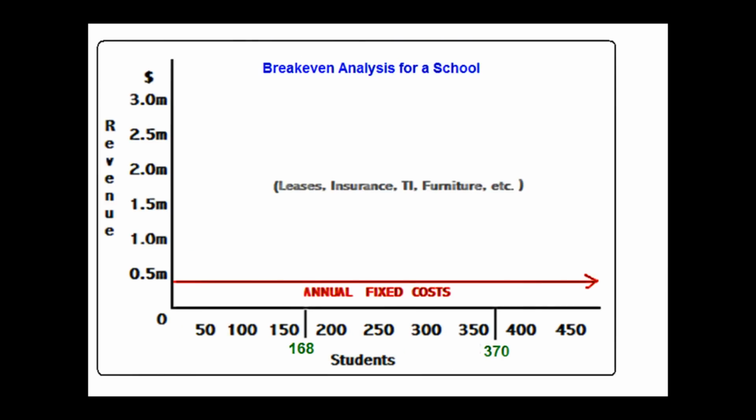There are costs that do not vary with production. These costs remain the same for some duration. Costs such as leases, contracts, tenant improvements. Whether you have 1 student or 500, you are obligated to cover these costs no matter what the production levels.